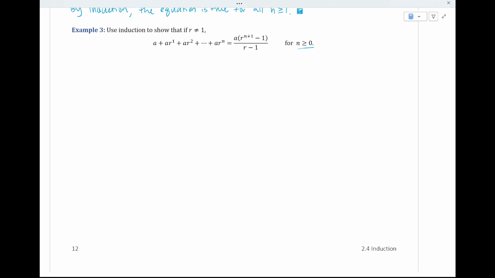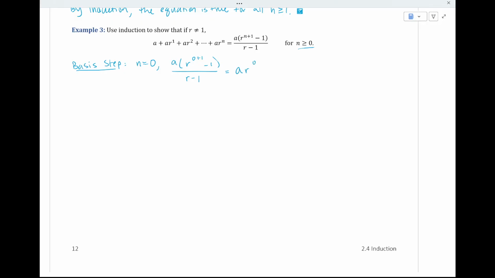Alrighty, so my basis step for this one is going to be slightly different, and that's because we're looking at n being greater than or equal to 0 instead of greater than or equal to 1. So for my basis step, I'm going to let n be 0, the smallest case, and then I'm going to have a times r to the 0 plus 1 minus 1 over r minus 1. I guess I forgot this is the right-hand side. I'll just do them backwards, I guess.